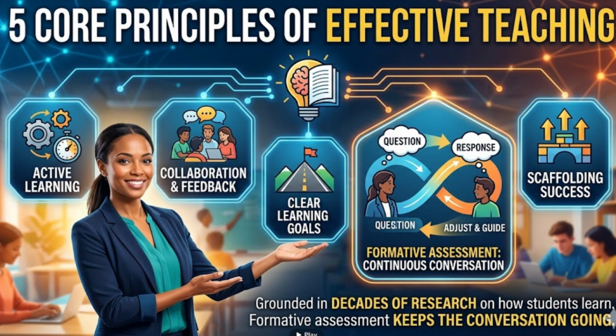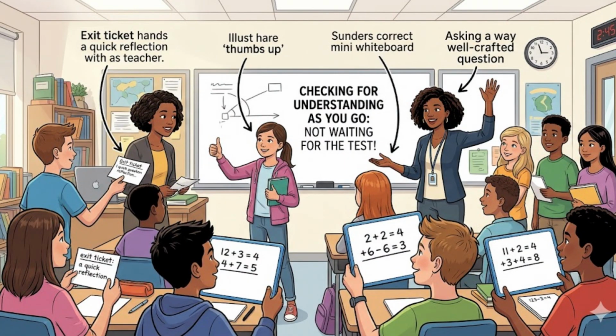Number 4 principle is formative assessment and feedback. Effective teaching is not a one-way broadcast. It is a continuous conversation between teacher and the students. And formative assessment is how you keep that conversation going throughout the lesson. Formative assessment simply means checking for understanding as you go, not waiting for the end of the unit test to find out that half of the class was lost in week one.